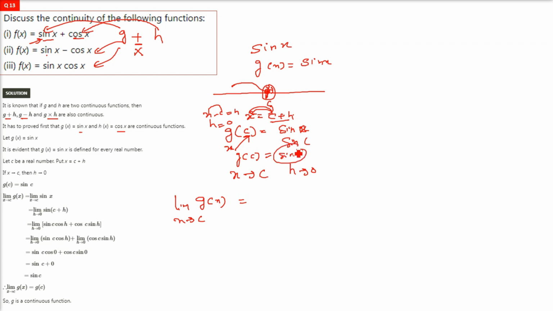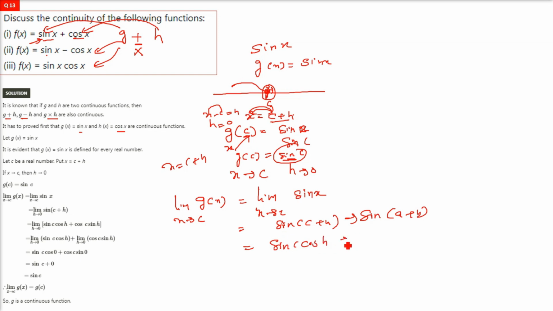C can be any constant, but x is that value which is to be defined for every point in that domain, which is the real numbers. So we have limit x tends to c of sin x, but as I said, x is c plus h or c minus h, whatever you want to put. I am replacing x by c plus h. So this is sin(c plus h), and we have to open it using the sin(a plus b) formula: sin a cos b plus cos a sin b.